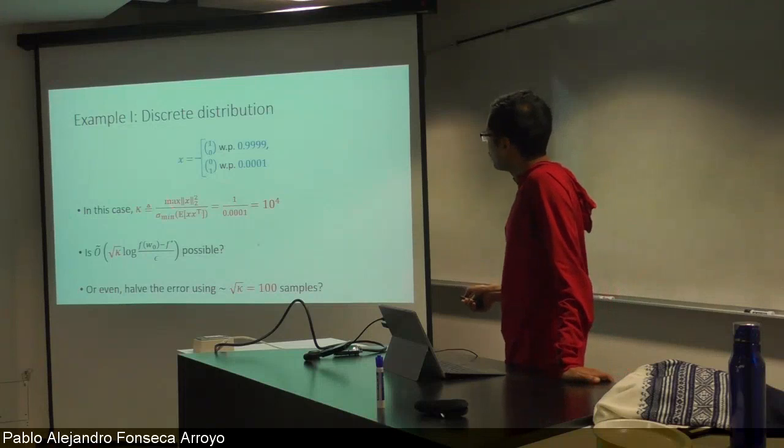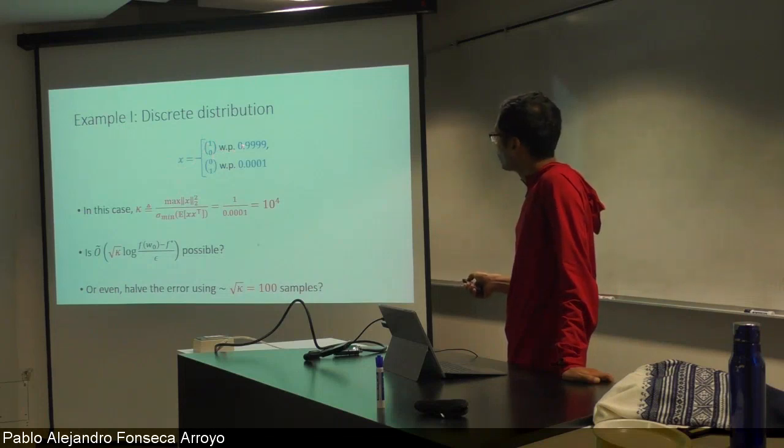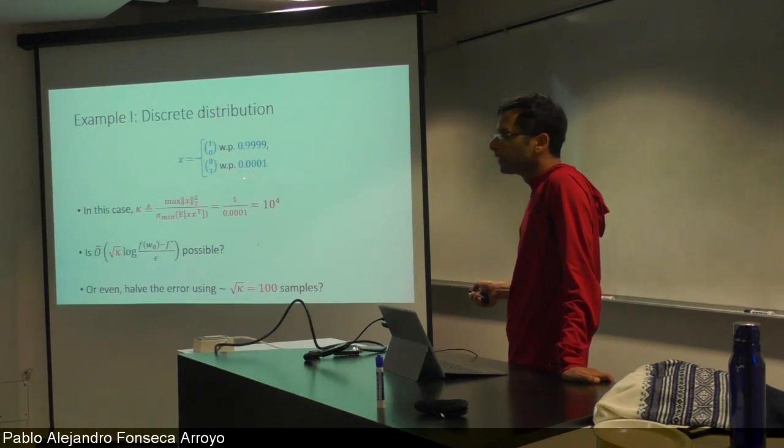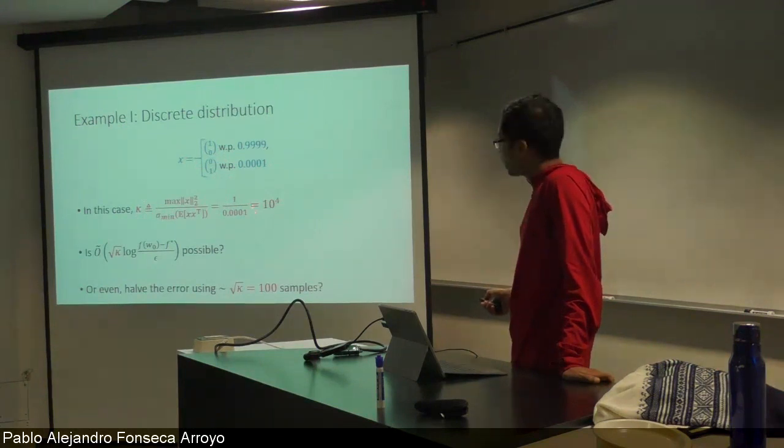More concretely, let me define a distribution over X, which is a two-dimensional vector. It is equal to (1, 0) with probability 0.9999 and (0, 1) with probability 0.0001. So most of the time it's (1, 0), and very, very few times it's (0, 1). In this case, the condition number turns out to be 1 over this probability, which is 10 to the 4th. And the question we are asking is whether we can get a convergence rate of square root of condition number times log of this quantity.